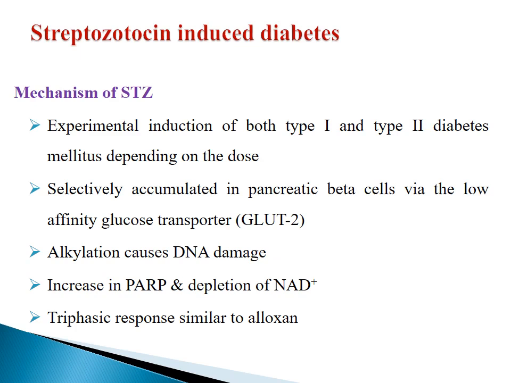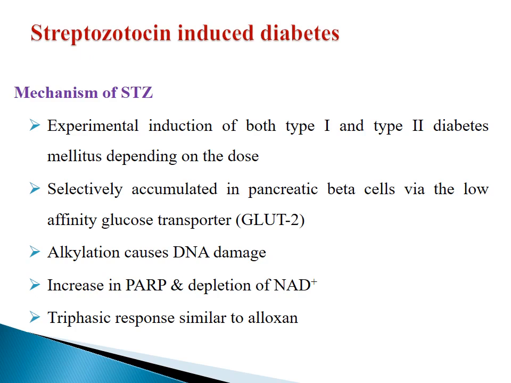As a compensatory mechanism, the body will try to reduce this damage to DNA by increasing the level of poly-ADP ribose polymerase, that is PARP. This causes depletion of NAD+ and ATP stores in the body. This depletion of cellular energy stores finally results in beta cell necrosis, leading to diabetes mellitus.